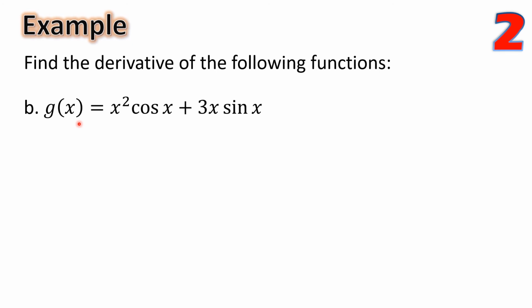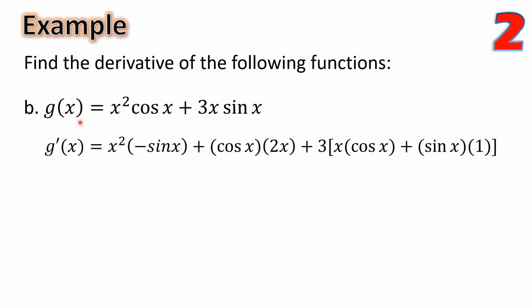G prime of x, let us begin with x squared cosine x. G prime of x will be x squared times the derivative of cosine x, that's negative sine x, plus cosine x times the derivative of x squared, that is 2x. In the next term, we have a constant 3 times the derivative of the product, x sine x. So we have x times the derivative of sine x, that is cosine x, plus sine x times the derivative of x, which is 1.